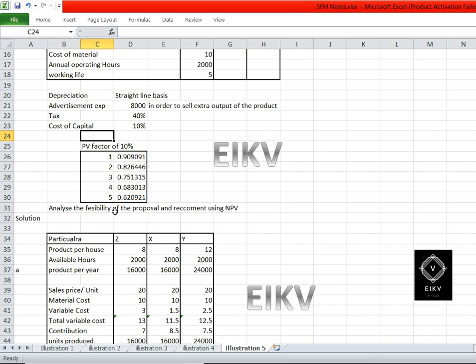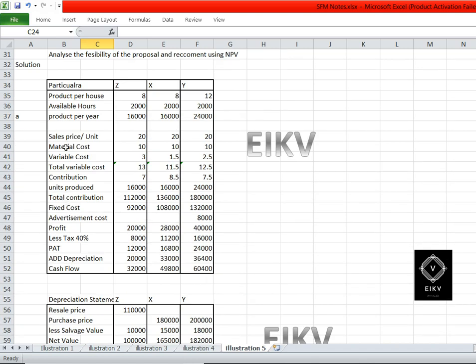Then they have asked to make a feasibility study of which product shall be selected. So I am going directly towards the solution. For the solution I have made a table which contains 4 columns: particulars, Z, X and Y. First of all, we need to find out the production per year, or how many products should be produced by each machinery in a year.